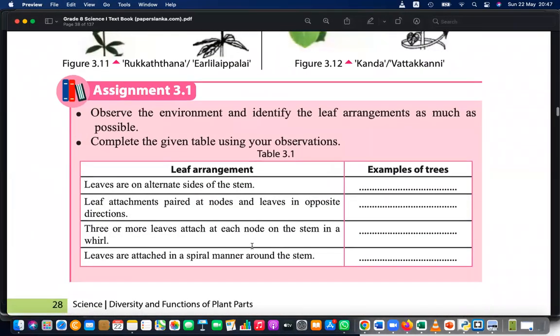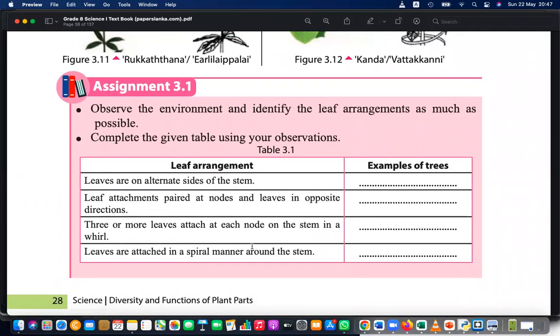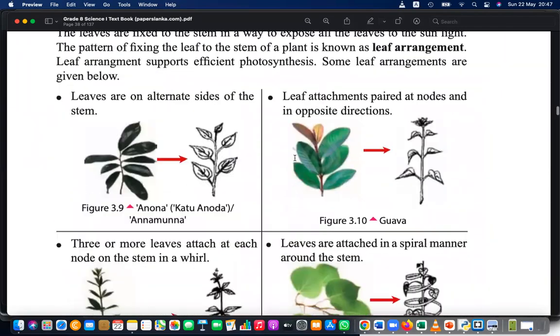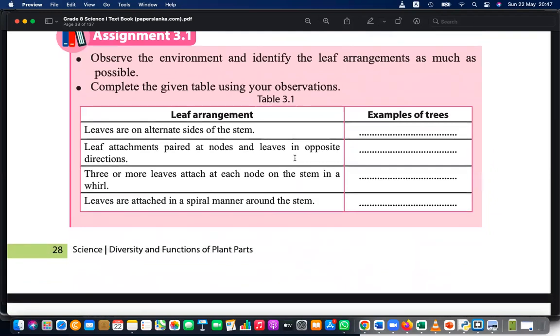So this assignment, I think we have done that. No, not that part. Right, complete the given table using the observation. Observe the environment, identify the leaf arrangement. So we have done the tip arrangement, not the leaf arrangement. So you are asked to give some examples. This is easier than last week's exercise. This is easy. So please do this as an activity and also send me a WhatsApp message similar to what you have done. So just identify the arrangement of the leaves.